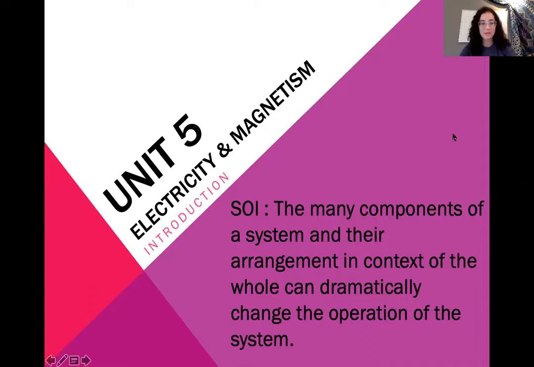All right, here we go. So this is Unit 5, Electricity and Magnetism. Our statement of inquiry for the unit is that the many components of a system and their arrangement in context of the whole can dramatically change the operation of the system.